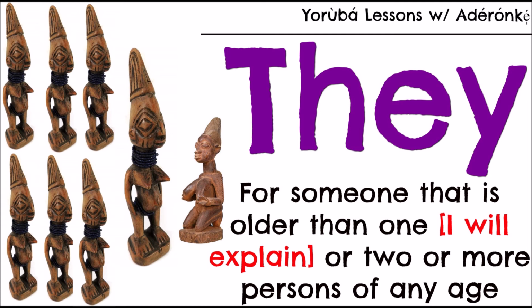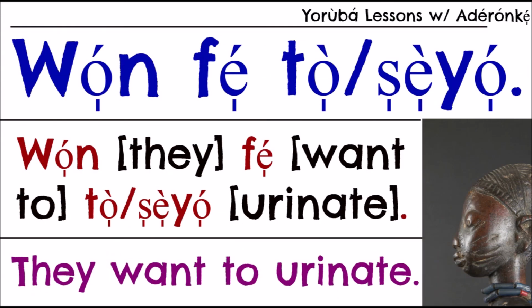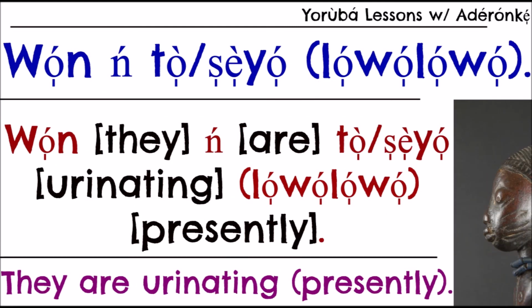So wọn. And if it's more than one person, it's wọn too. Wọn feto is they want to urinate. Again, this could be one person that is older than me, or more than one person of any age. Wọn fe to, wọn fe sheyo, they want to urinate. Wọn to lowo, wọn sheyo lowo, they are urinating presently. Lowo, right about now, presently. Or you could just say lowo.